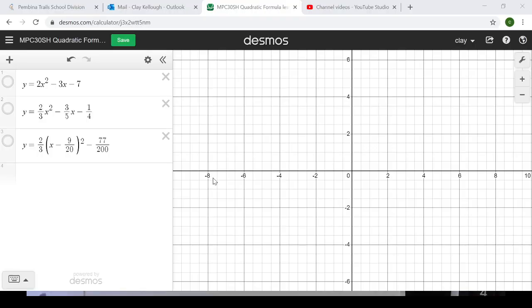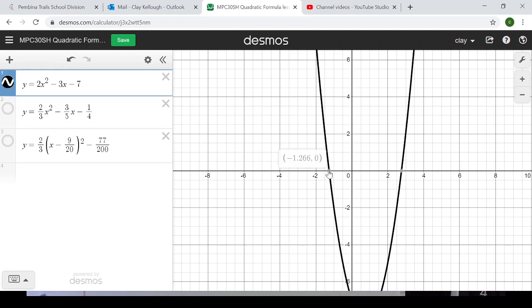There we go. And as you can see here, I've got this one preloaded already. We have 2x squared minus 3x minus 7, which is this graph here, and that x-intercept is 1.2. Oh, they actually have 3 decimal places, so yeah, that's the same number we got there, and that's the same number we got here.